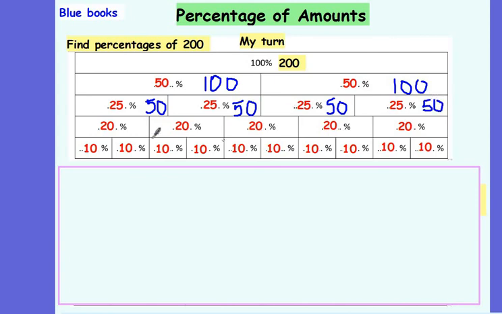For 20%, I've got 5 lots of 20% in 200. So I need to divide 200 by 5, which is going to give me 40. So each of these parts of the bar is worth 40. And for the 10%, we should all be pretty confident by now. We need to divide 200 by 10. So each of these 10% parts is going to be worth 20. And the sum of the sections adds up to the total section at the top each time.